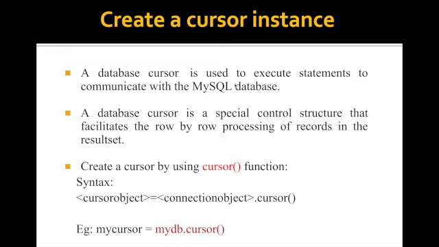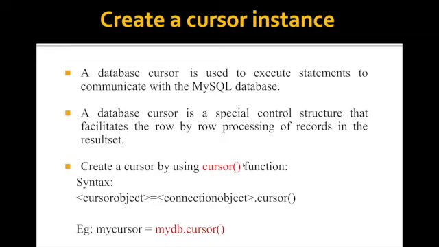A database cursor is used to execute statements to communicate with the MySQL database. Through this we are passing our queries. A database cursor is a special control structure that facilitates the row-by-row processing of records in the result set. Through this cursor, we are getting our result set. So for the row-by-row processing also, we need a cursor. So after creating the connection object, the next step is to create a cursor.